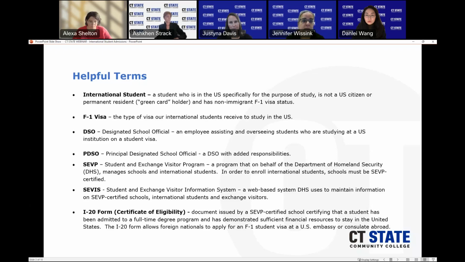The I-20 is a document issued by an SEVP certified school certifying that a student has been admitted to a full-time degree program and has demonstrated sufficient funds to pay for that program, and in many cases that they have the English proficiency to pursue that program. The I-20 form allows foreign nationals to apply for their student visa or for student visa status. And that is then the documentation that they carry to prove that status while they're in the US.